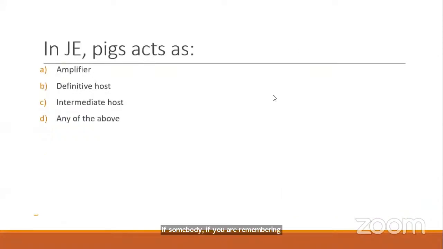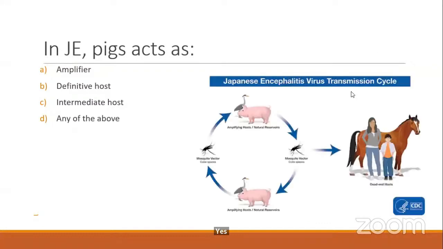So coming to Japanese encephalitis, what is the role of pigs? Any answers? Yes, in JE, pigs act as an amplifier. This is the CDC life cycle chart where you can see different entities like the mosquito vector, and amplifying hosts which are the ardeid birds and pigs. Then it will again go through the Culex mosquito, and the cycle continues.